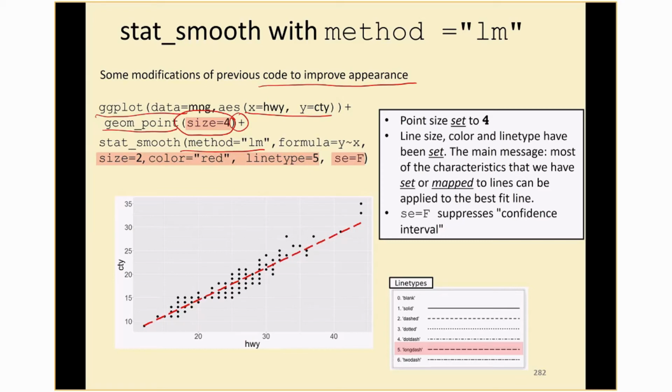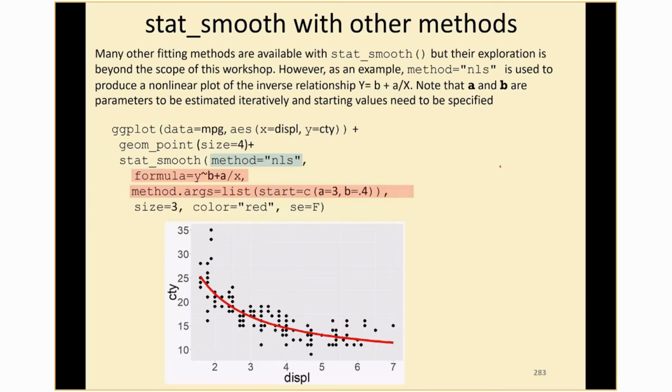So I got this line, so I can set the features of the line. I've done so. I've set the size equal to 2 to make it a little bit thicker. I've set the color to be equal to red. You can clearly see that here. I set the line type equal to 5 because you remember from previous slides, line type equals 5 gives me that long dash. I've also specified se equals FALSE to get rid of that little gray line because I really don't understand it.